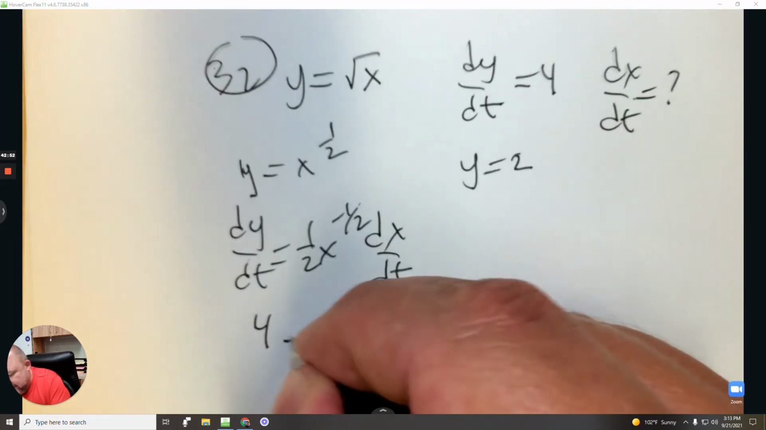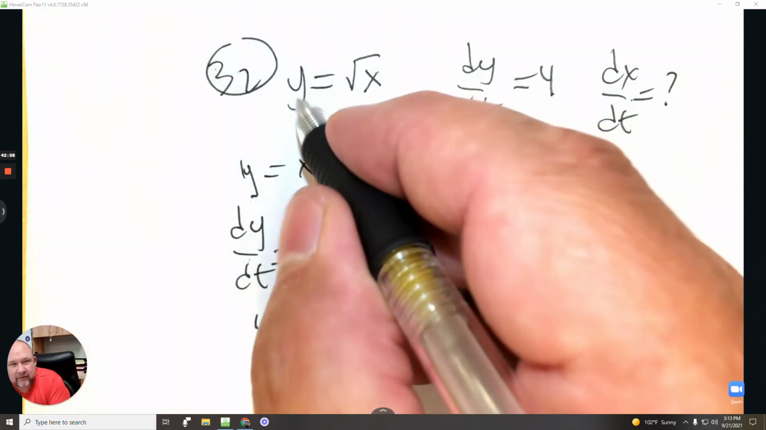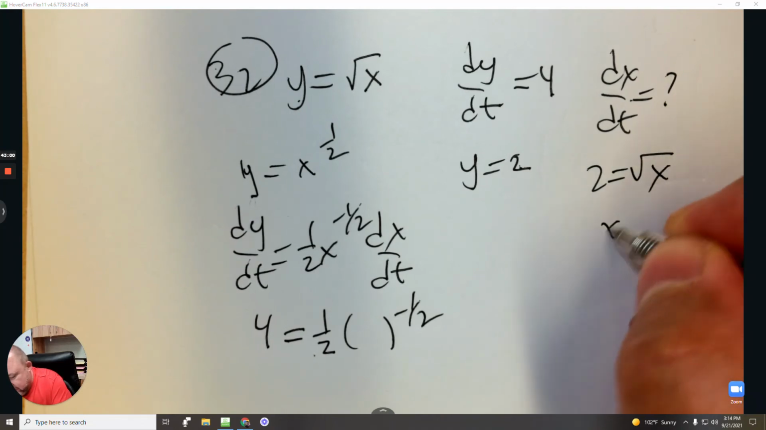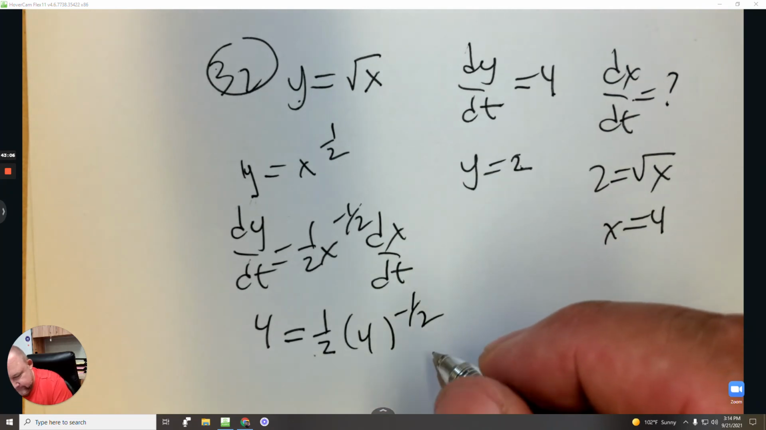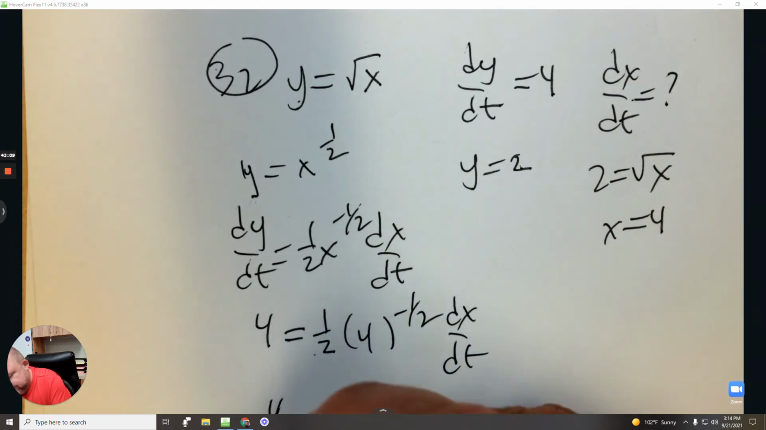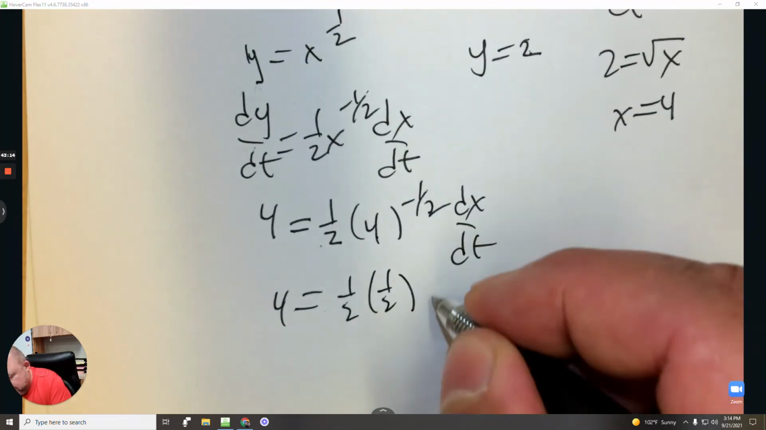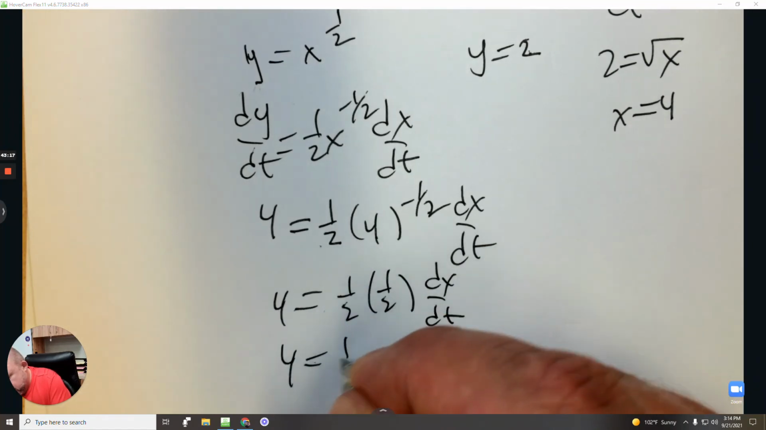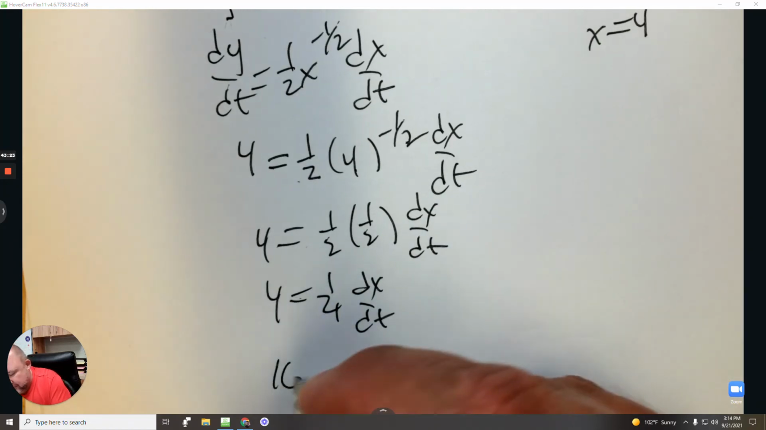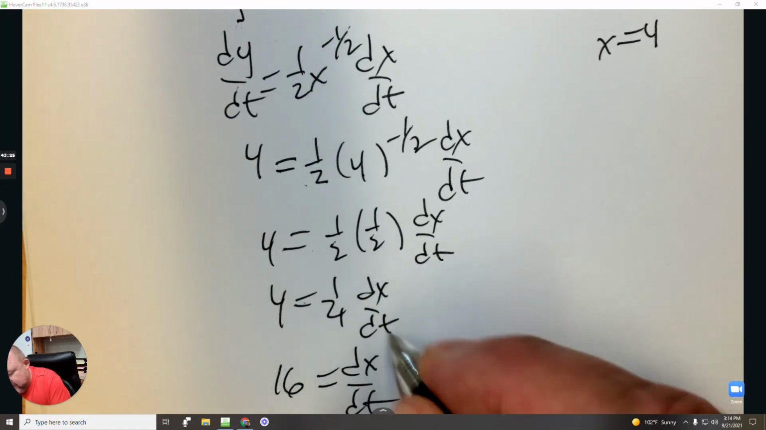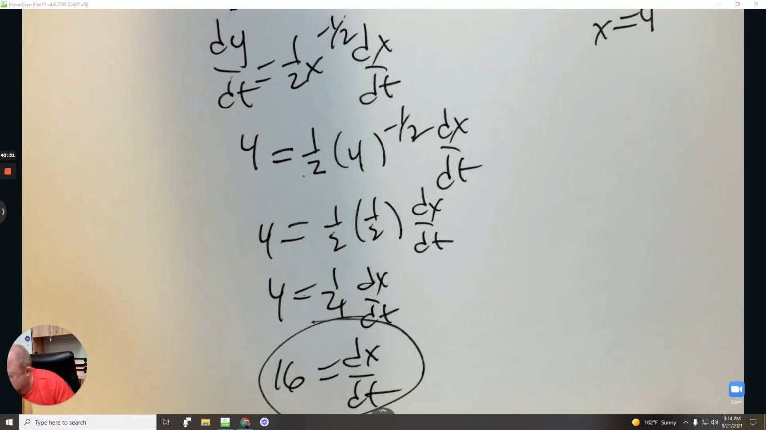We know dy by dt is 4. I don't know what x equals, but if I plug 2 in for y, x must equal 4, because the square root of 4 is 2. And this is what I'm solving for. So the square root of 4 is 2, but then we do the reciprocal. To get the derivative by itself, multiply both sides by 4. So you get 16. And the units, right, is centimeters per second.